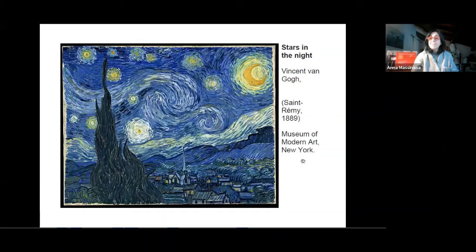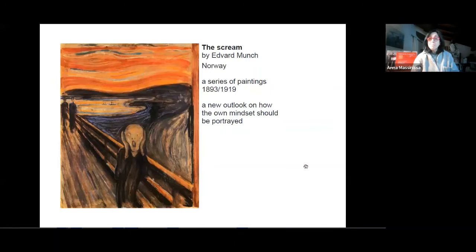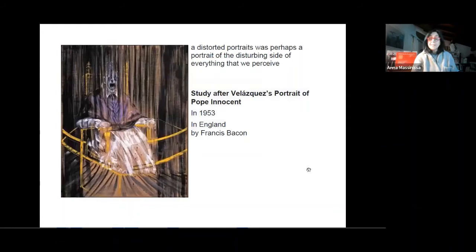We go through them quite fast now, just to have a wide vision of what is the common point of view. And The Scream by Edvard Munch, painted in Norway in a series, is a way to paint no more realism or what the reality was for the artist, but to paint the artist's mindset, his feeling and his mind construction.